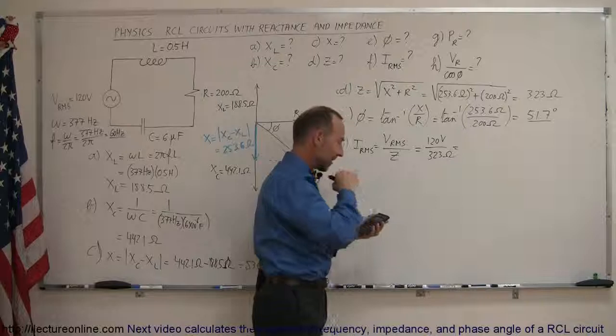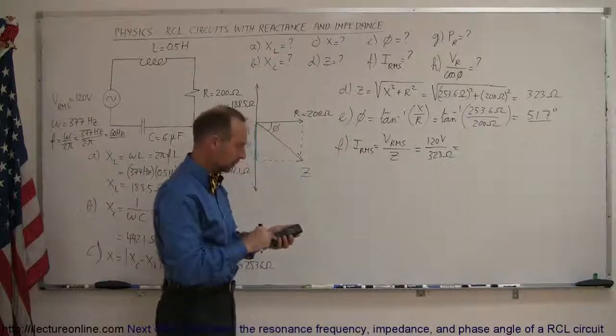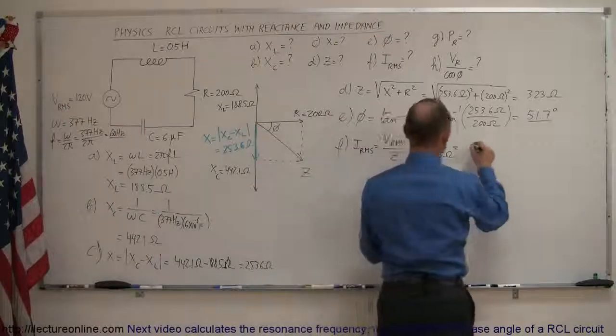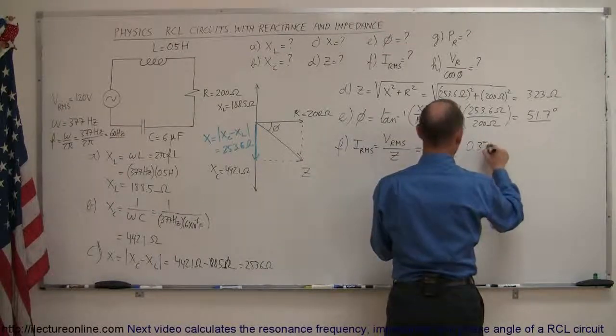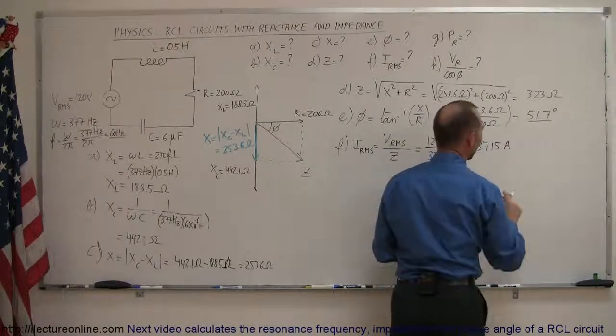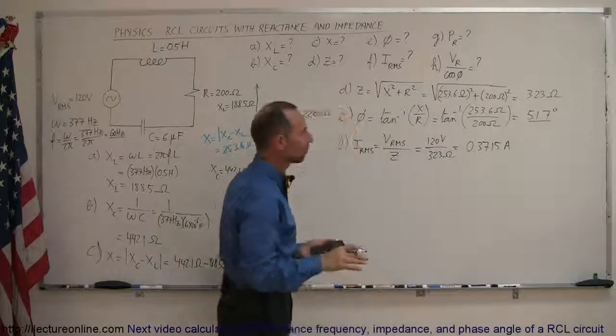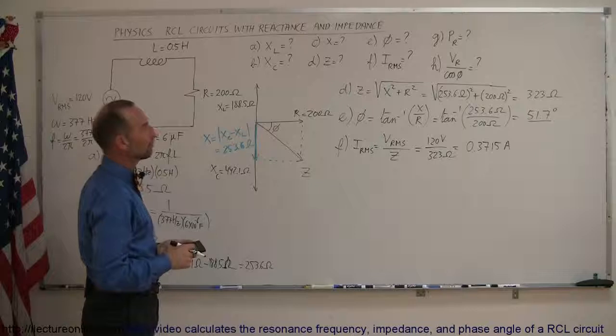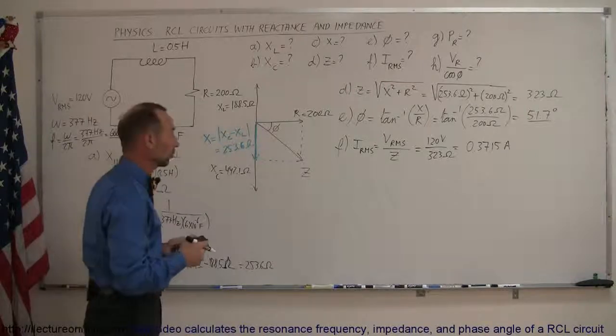And so that means that in this circuit, we have a current of 0.3715 amps. I keep a few extra significant figures so I don't get a rounding error. Okay, next, we want to find the power consumed by the resistor.